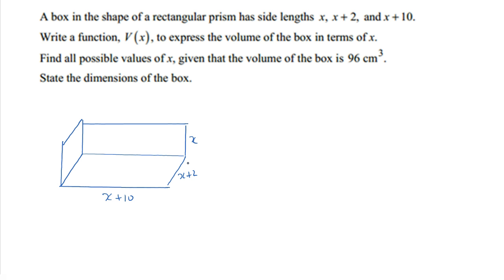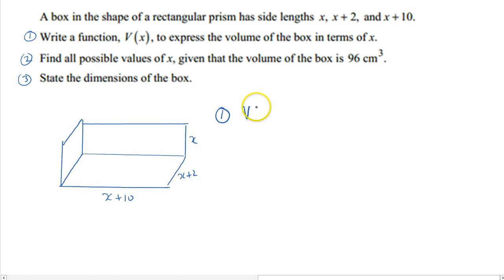First of all, it says write a function. So there's really three things that we need to get done. First one would be over here, part 1, write a function V of x to express the volume, and then we need to find all possible values of x, given that the volume is 96 cubic centimeters, and then last, state the dimensions of the box. So the answer to the first one's pretty straightforward.